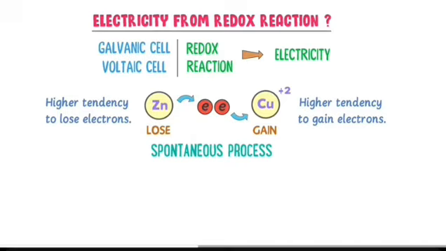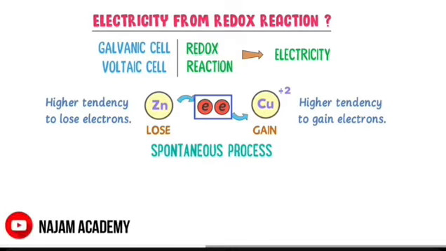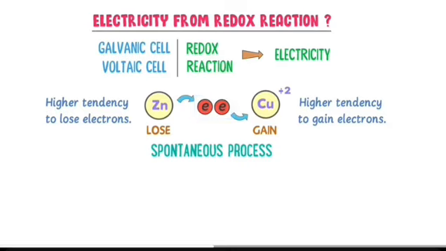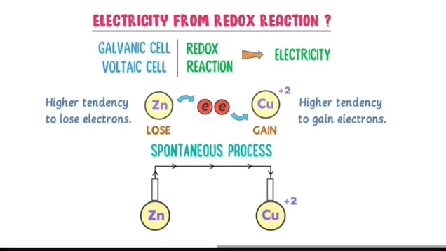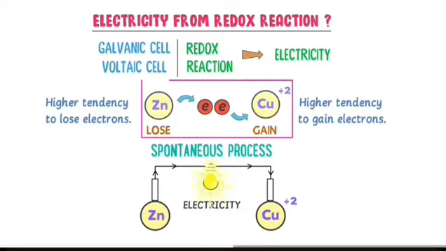Now listen carefully. If we utilize the movement of these 2 electrons, we can generate electricity. Let me repeat it. If we utilize the movement of these 2 electrons, we can generate electricity. For example, we will place zinc and copper far away from each other and connect them by a conducting wire. When electrons start flowing from zinc towards copper, it will produce electricity and the bulb will glow. So using this reaction, we can generate electricity.